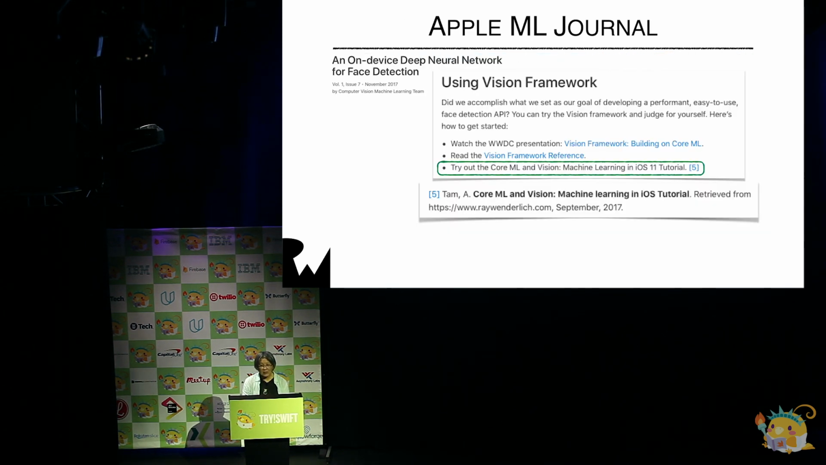Apple started publishing a machine learning journal last year. The November article explained how they built their vision framework model. It was kind of technical and aimed at researchers. At the end of the article are these suggestions for how to get started. You watch the video, you read the documentation, and you do this tutorial. That's my tutorial. Thank you, Apple.